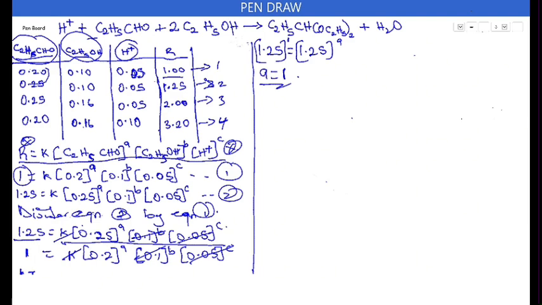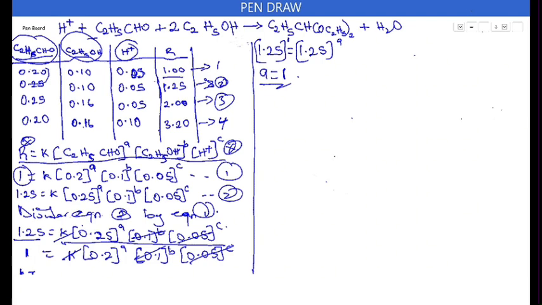If you have it in mind that we should pick equation 2 and equation 3, then you are absolutely correct. Why are we picking 2 and 3? Because the concentration of ethanol for both of them is different, while the concentrations of propanal are the same, and the concentrations of H plus are the same, so they can easily cancel out. Then we can actually look for our value for what? B.